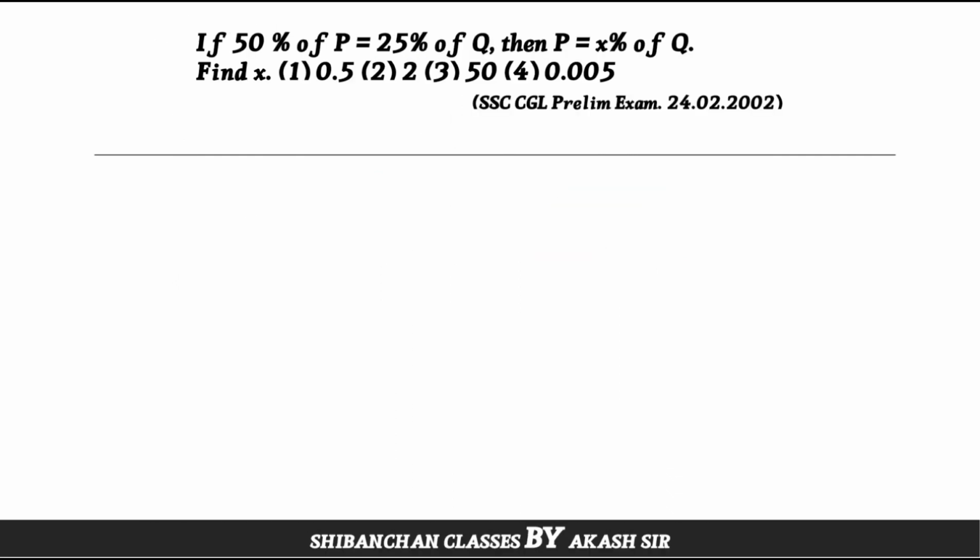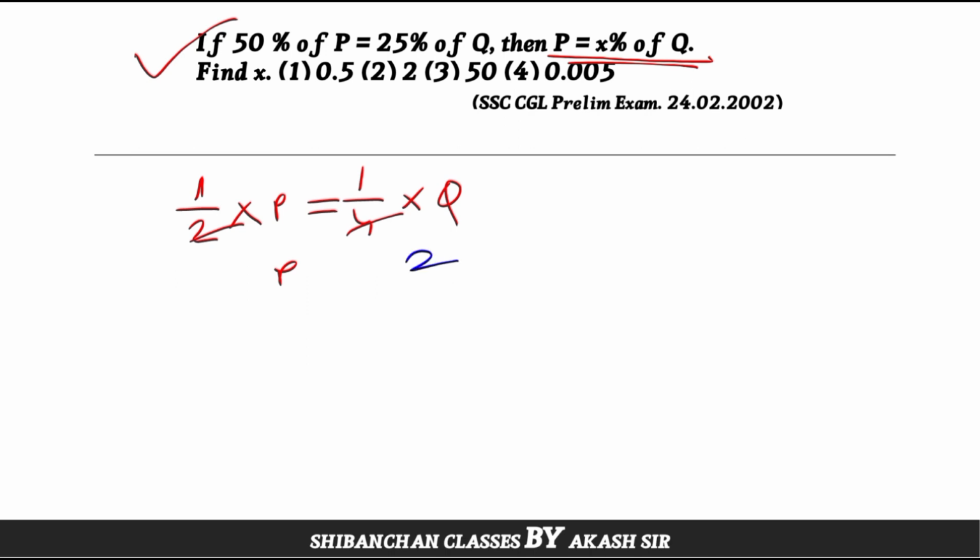Okay, if you understood the maths, you can easily solve this math also. If 50% of p equals 25% of q, then p equals x% of q. Find the value of x. Okay, let's solve. 50% of p means 1 by 2 of p equals 25% of q means 1 by 4 of q. Okay, good. We need to find p equals dash percent of dash. We need the ratio. You can cut 4 by 2, and you get 2. p by q equals, what we get? 1 by 2.